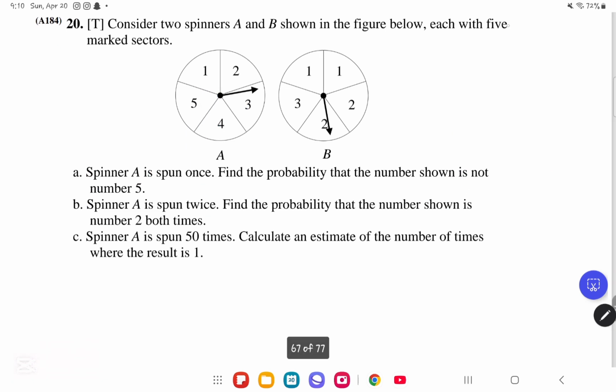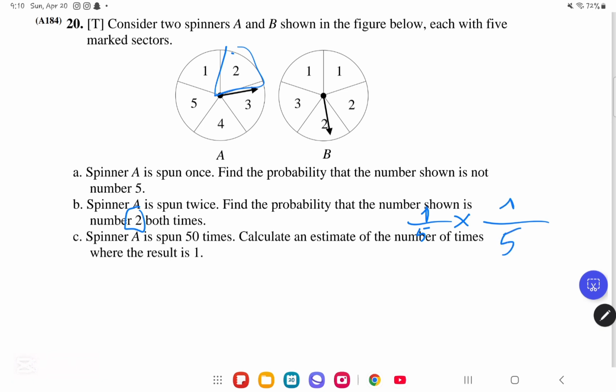They said spinner A is spun twice. That means you have 1 times 1 because it is spun twice. Okay? Keep this in mind. It's very important. They said find the probability that the number shown is number 2 both times. How many number 2s do you have? You have only one number 2. So the first time, the probability is 1 over 5. The second time, the probability is also 1 over 5 because you're not taking away anything.